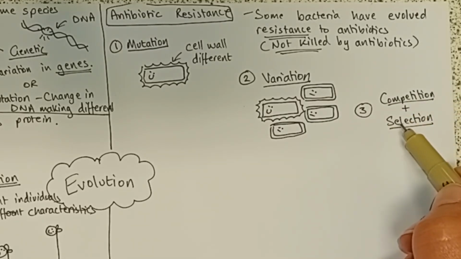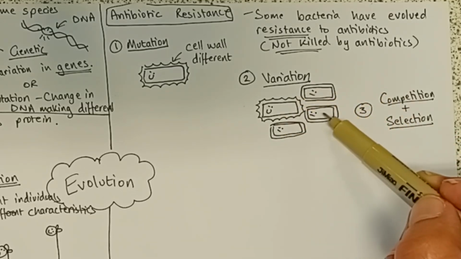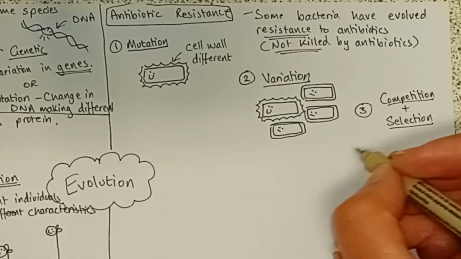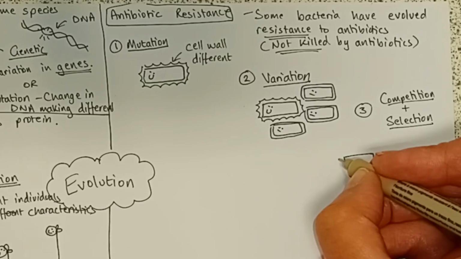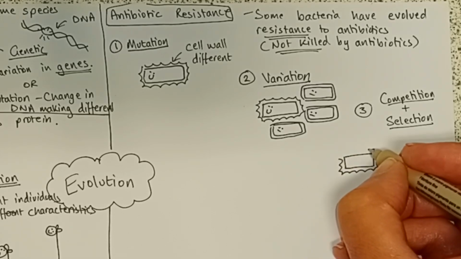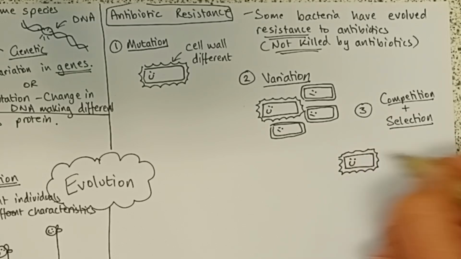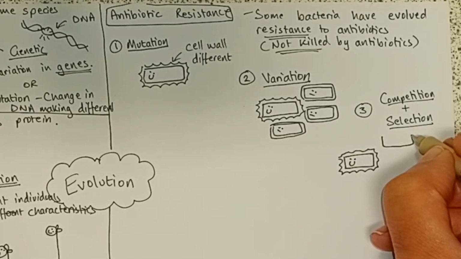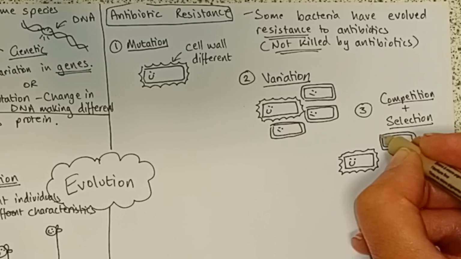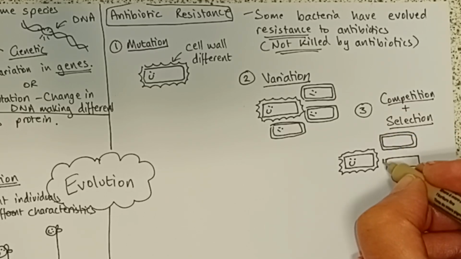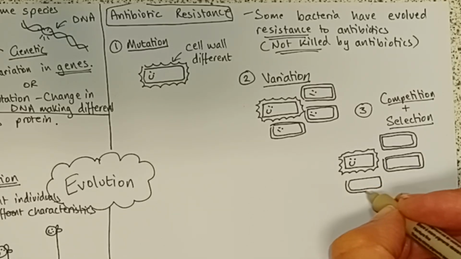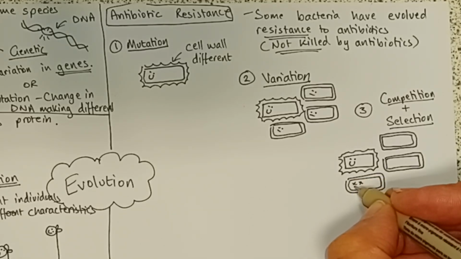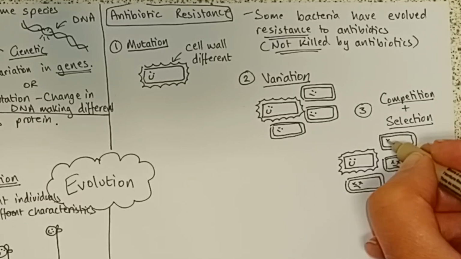This time, the selection process is the person taking antibiotics. So these bacteria are living in the gut of somebody, and somebody's taken antibiotics. So they're competing for food, but the selection process is the antibiotics. So here's our one with the modified cell wall. He's dead happy. But all the other bacteria are killed by the antibiotic, because some types of antibiotic destroy cell walls. So all these are killed.